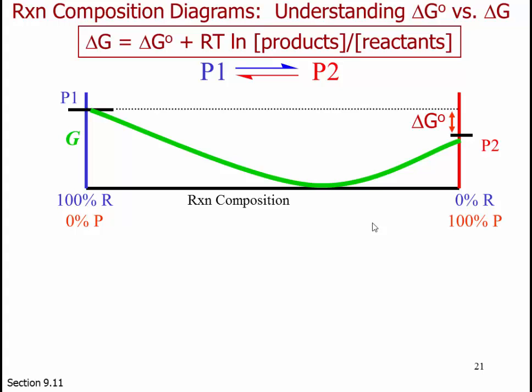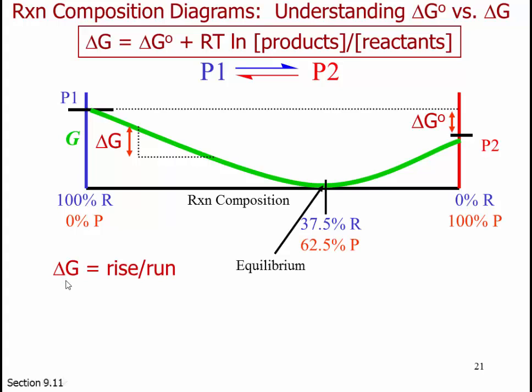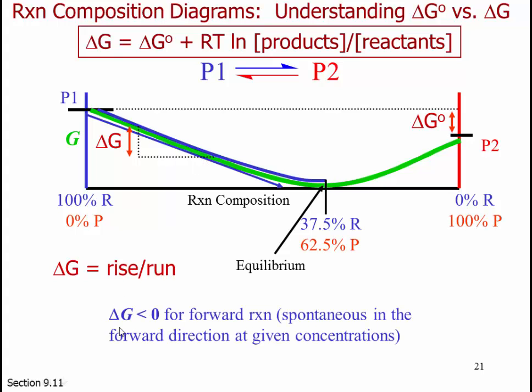Now, because the platforms are not at the same height, the lowest point of this curve is closer to the product side. In fact, the lowest point of the curve, where the free energy change is 0, is at equilibrium. If we think of the free energy change of the system as the slope, which is the rise over the run, when we are in this region, to the left of the equilibrium point, notice that the slope is negative. So the free energy change is negative. That means the reaction goes forward and is spontaneous under this set of conditions.